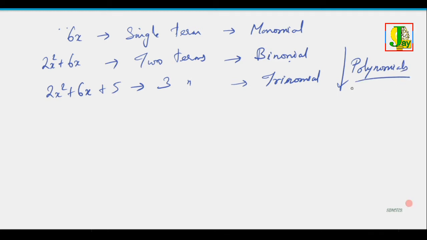So it's the number of terms, like here we have 3, here we have 2, here there is only one term. It's the number of terms that decides the name, like monomial, binomial, or a trinomial. Okay, now let's see a more complex polynomial.